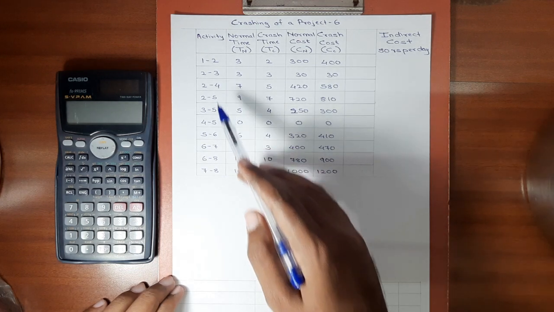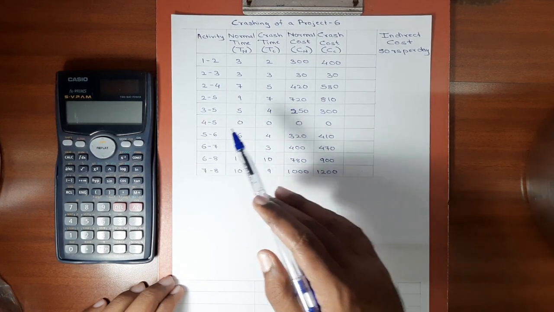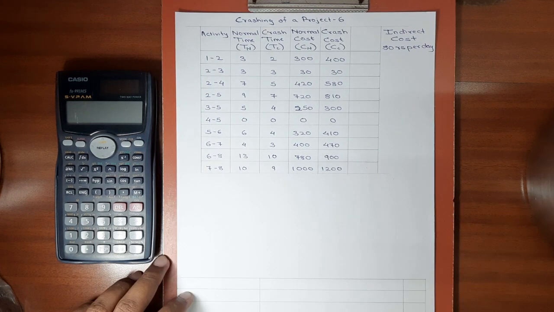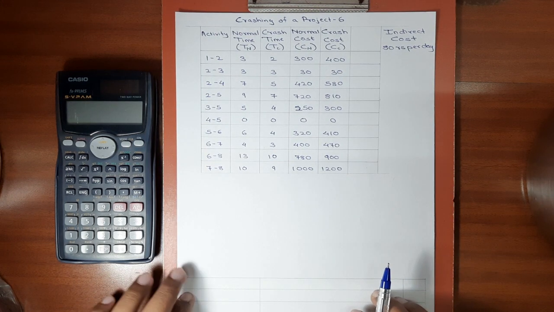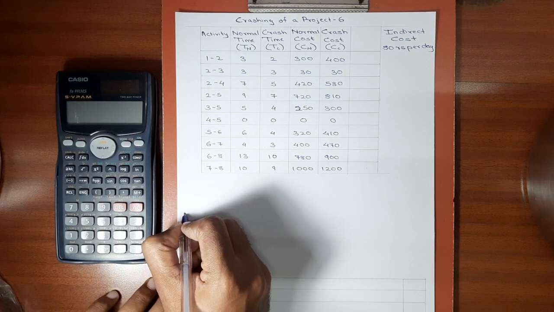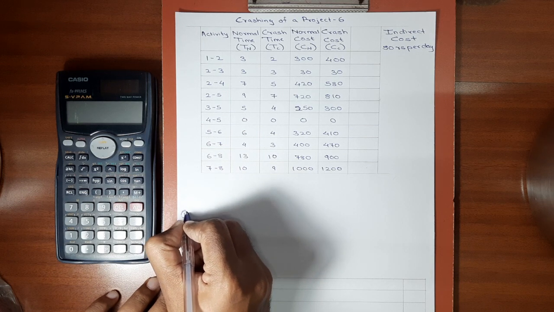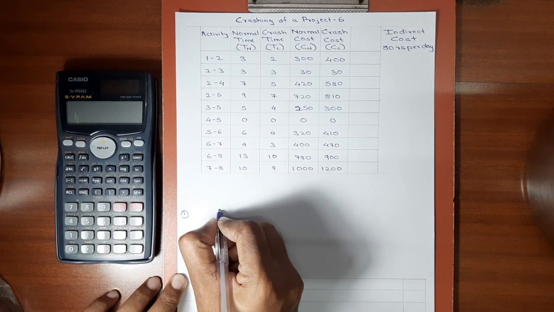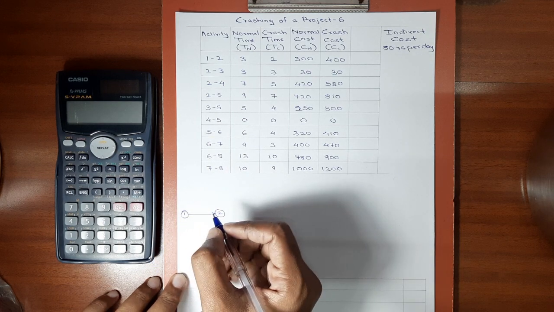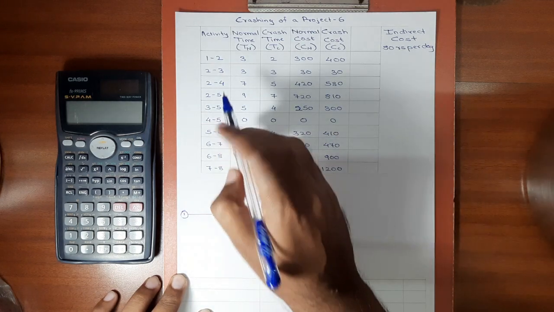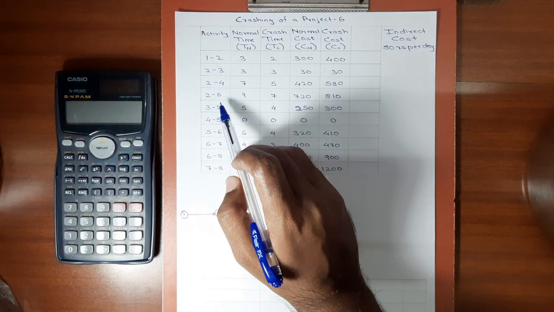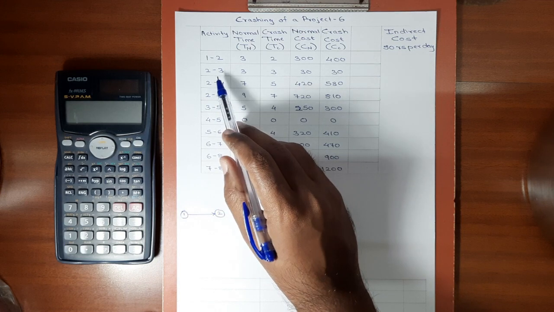So first, from this given data, from activity, normal time and crash time, we will be drawing the network diagram. So let's proceed. So first activity is activity 1, 2. Activity 1, we start from here, 2. Activity 1, 2 is done. Then we have 2, 3, 2, 4, 2, 5. 2, 3 and 2, 4.